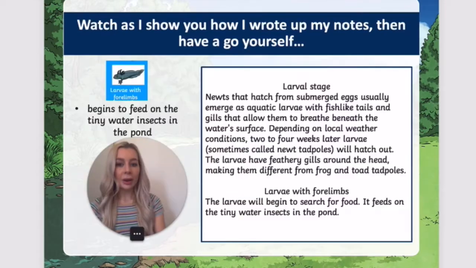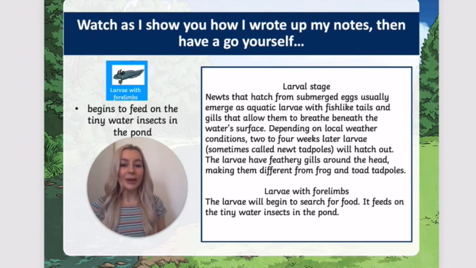I've started this bit here with another heading, and my heading is larvae with 4 limbs. It's an appropriate heading because that's the stage that we're talking about. So the first bullet point that I took down about the larvae with 4 limbs was that it begins to feed on the tiny water insects in the pond. The larvae will begin to search for food. It feeds on the tiny water insects in the pond.